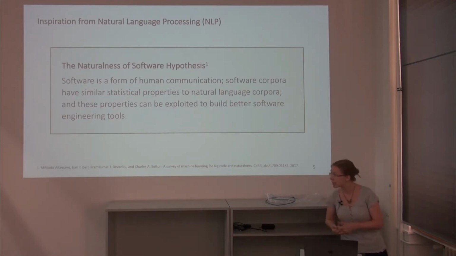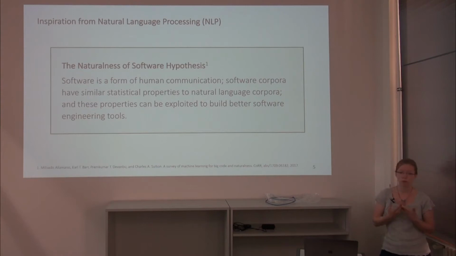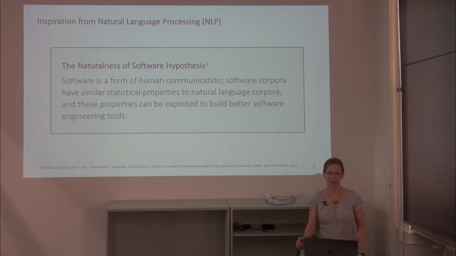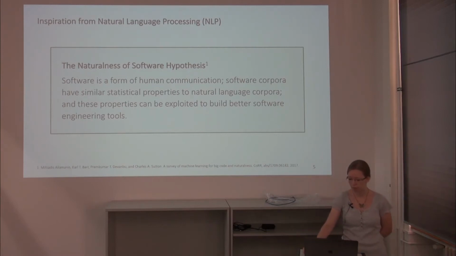So this hypothesis says software is a form of human communication. Software corpora have similar statistical properties to natural language corpora, and these properties can be exploited to build better software engineering tools. In other words, there are some properties that human languages and programming languages have in common, and these justify us using the same statistical methods on both.